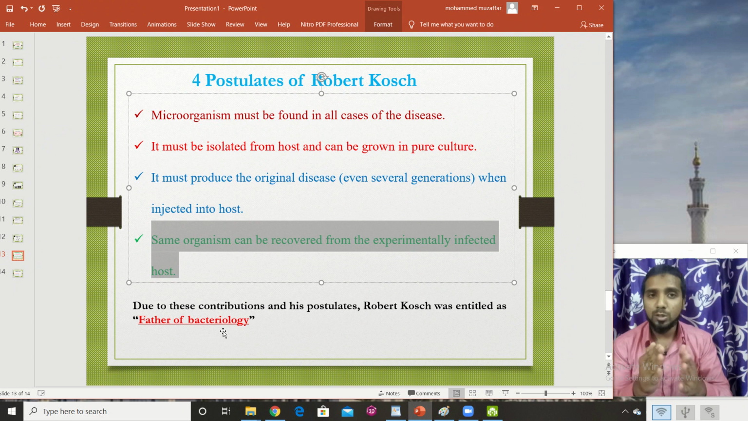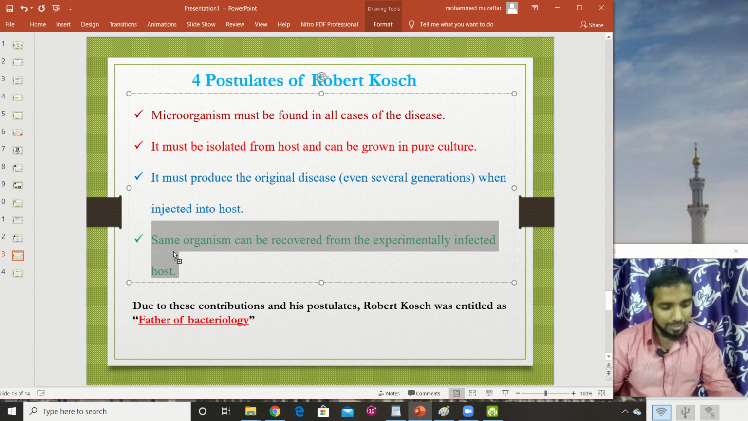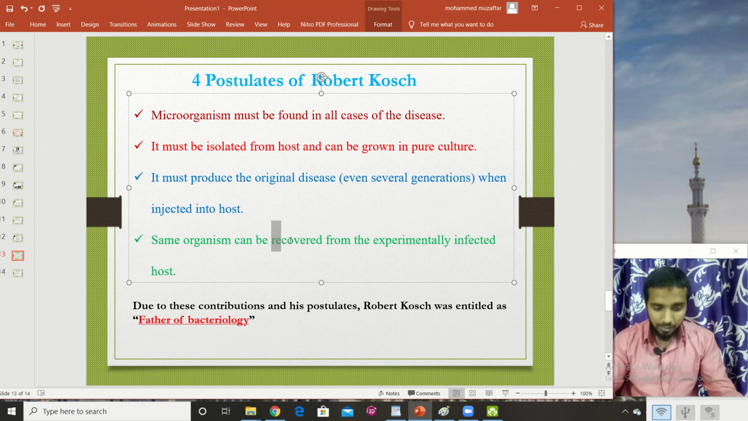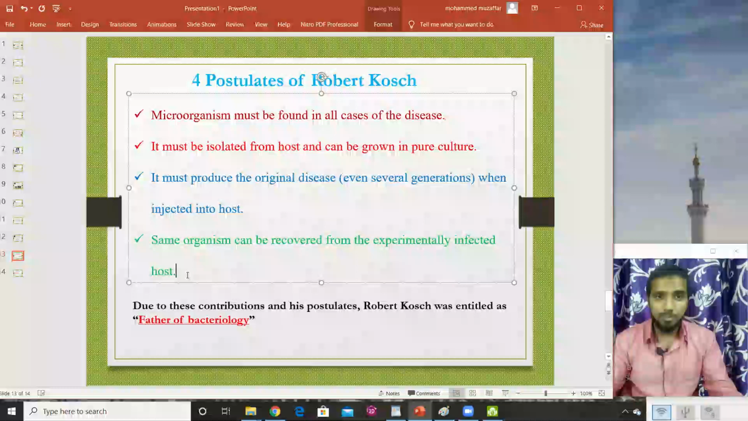That means there is no difference. So experimentally, from the mice, that is the experimental condition, right? The experimental method: he injected into the mice, that was the experiment. So from the experimental animal, he was able to isolate the bacteria and culture it. So the last point means the same organism can be recovered from the experimentally infected host, that was the mice.